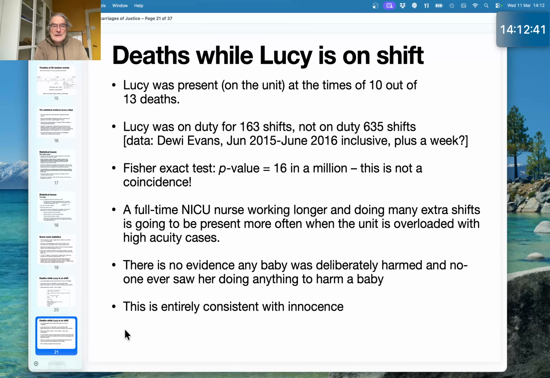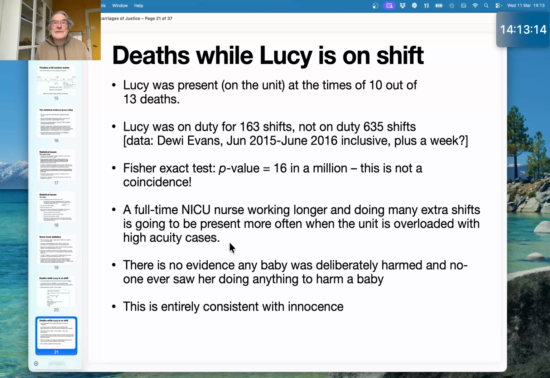No indisputable evidence that she ever did anything deliberately to harm a baby. None whatsoever. And those two facts are entirely consistent with innocence. And this presumably is the explanation. And if we had the requisite data, we could test my hypothesis by proper statistical analysis.